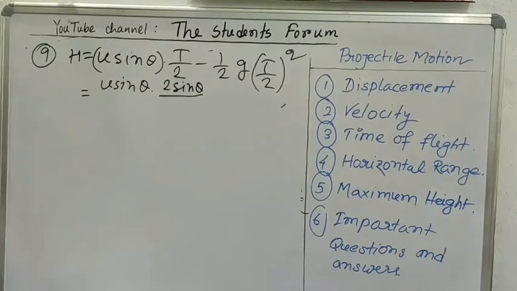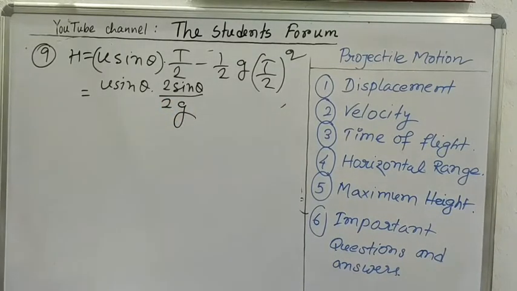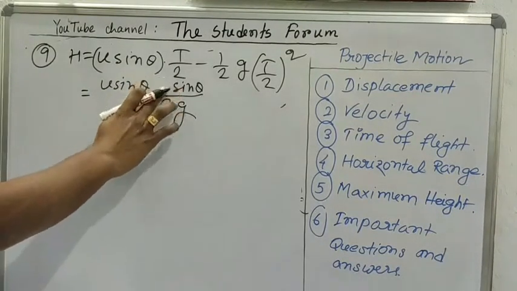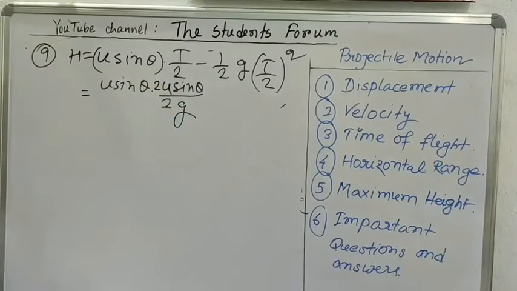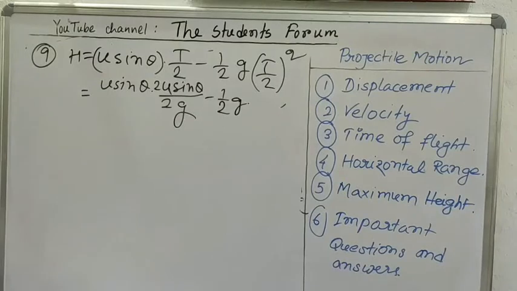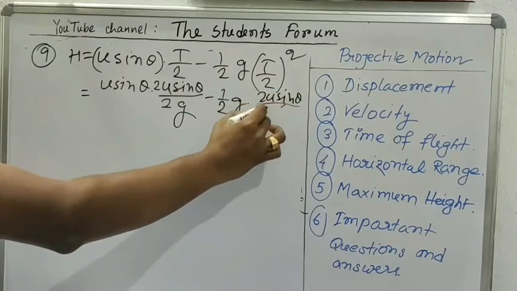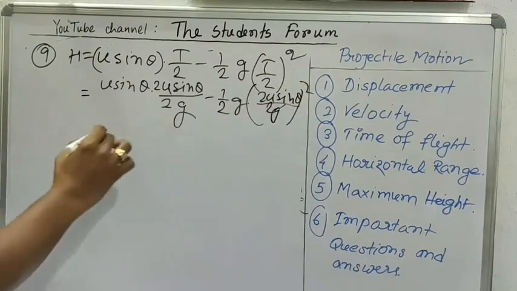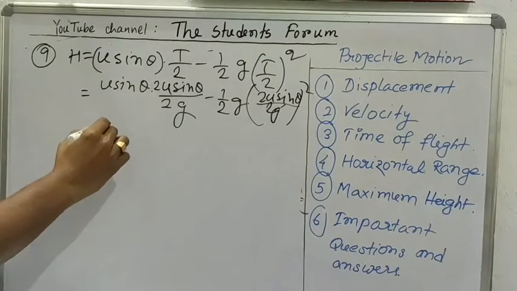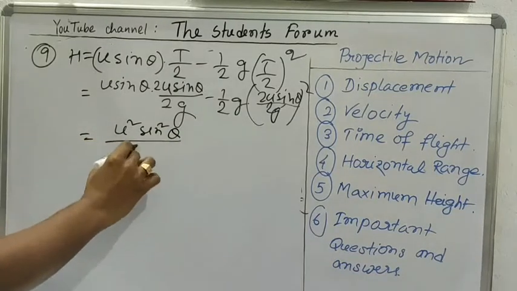Sorry, 2u sin theta by 2g, and minus half of g into the value of t again, 2u sin theta by 2g, whole square. Simplifying this, we will get u square sin square theta by 2g.